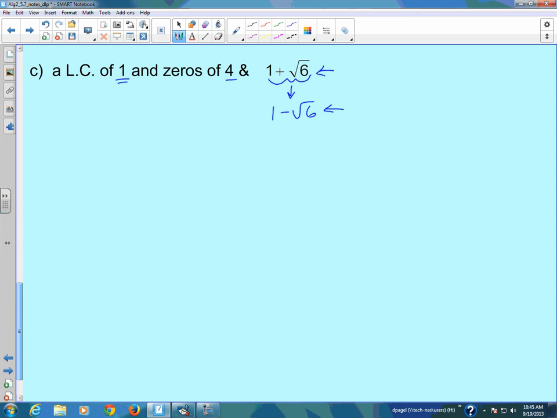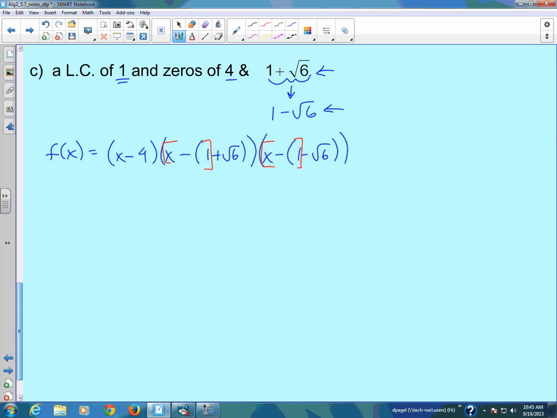Leading coefficient of 1. All right, this is another third degree polynomial. So we start out basics with writing it in factored form. So I have x minus 4, x minus the quantity of 1 plus the square root of 6, x minus the quantity of 1 minus the square root of 6. Just like we did last time when we had complex conjugates of imaginary numbers, we're going to consider the same thing. We're going to be taking a look at that x minus the a part of our irrational conjugates.